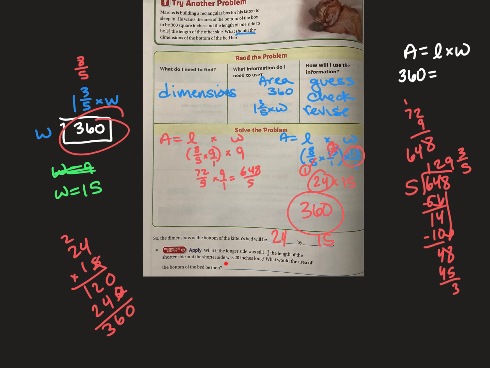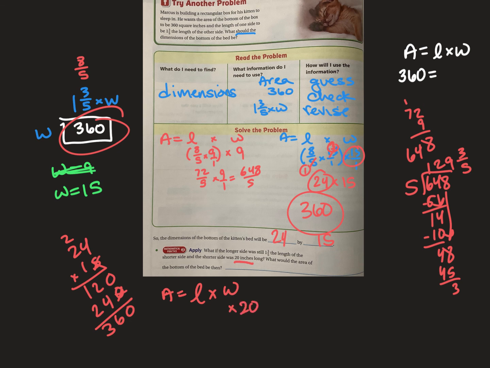And this bottom part says, what if the longer side was still 1 3/5 the length of the shorter side, and the shorter side was 20 inches long? What would the area of the bottom of the bed be? I don't mind this question because they gave me that unknown. So I have area equals length times width. And I know the shorter side, the width, is 20 now. They told me. Thank you very much.